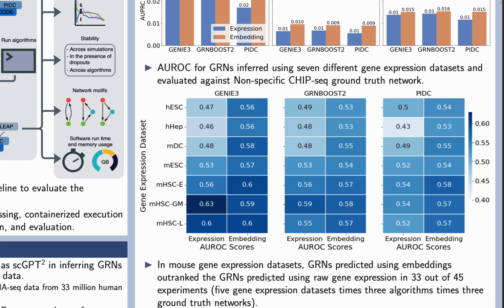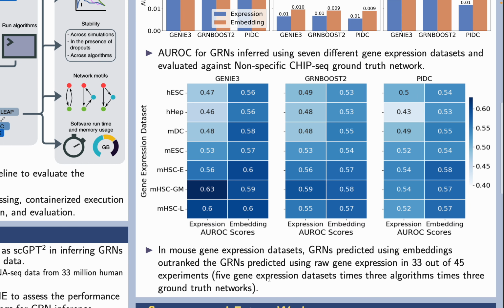Interestingly, the results show that for the mouse gene expression datasets, GRNs predicted using gene expression embeddings outperformed the GRNs predicted using the raw gene expression data in 33 out of the 45 experiments that we performed. This suggests that the use of gene expression embeddings can improve the performance of GRN inference methods.